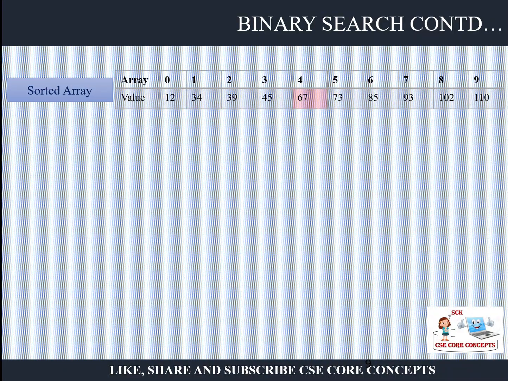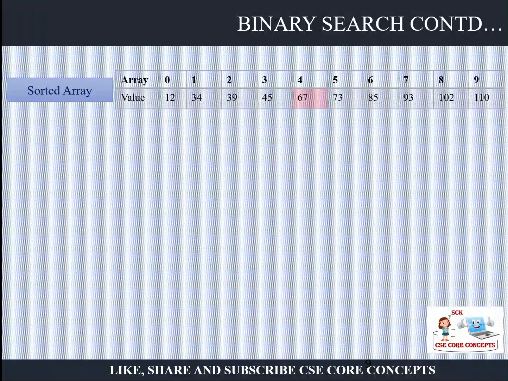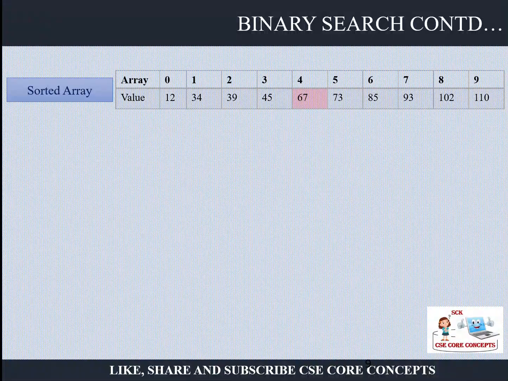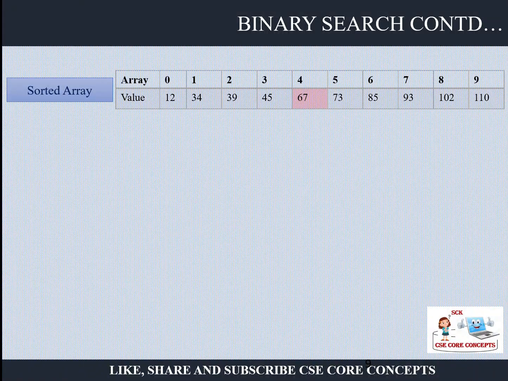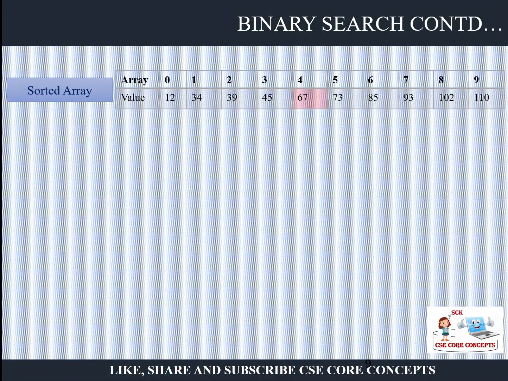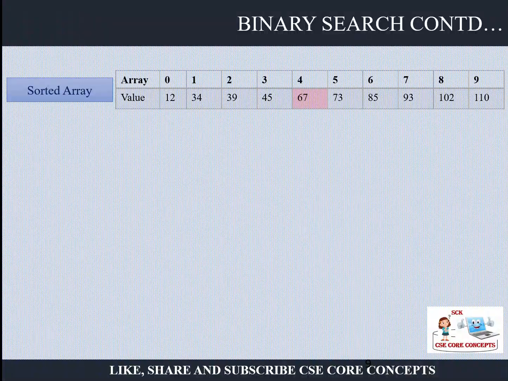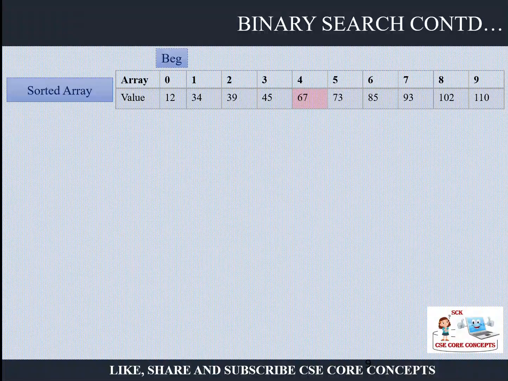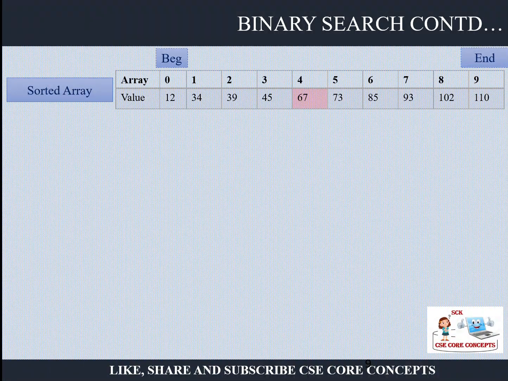Let us understand using this example. I have 10 elements. The array index starts from 0 to 9 and the elements are in sorted order, right? So 12, 34, 39, 45, 67, 73, 85, 93, 100 and 210. So you can see the smallest value 12 is at the 0th index and 210, the highest value in the list, is at the 9th index. Now, first thing is that we have to go to the middle element of the array. So, who is my beginning? The 0th index is my beginning and my ending is the last one, that is the 9th element.